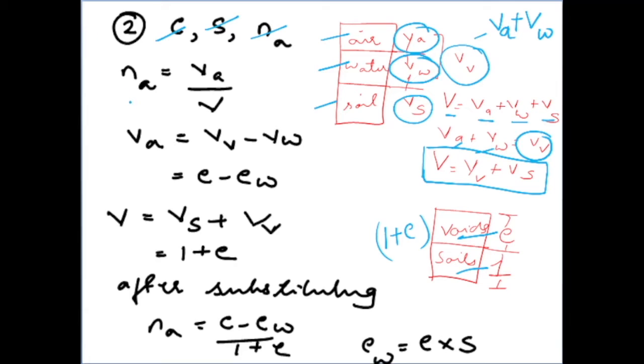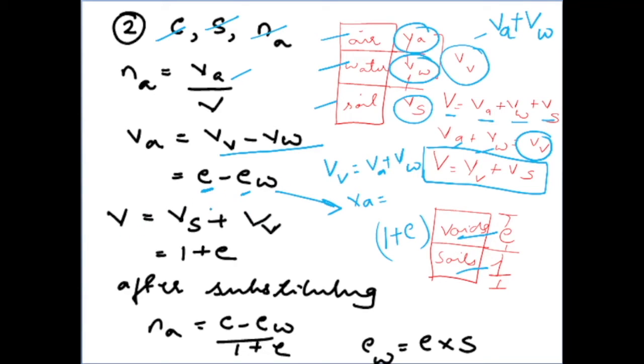Coming back to the derivation, we know that percentage of air voids is nothing but volume of the air divided by the total volume. Okay, now volume of the voids is nothing but volume of the air plus volume of the water. So what is volume of the air? Volume of the air is nothing but volume of the voids minus volume of the water. Okay, so volume of the voids is nothing but e. Volume of the water is denoted by the letter eS. This you will get from this particular figure.